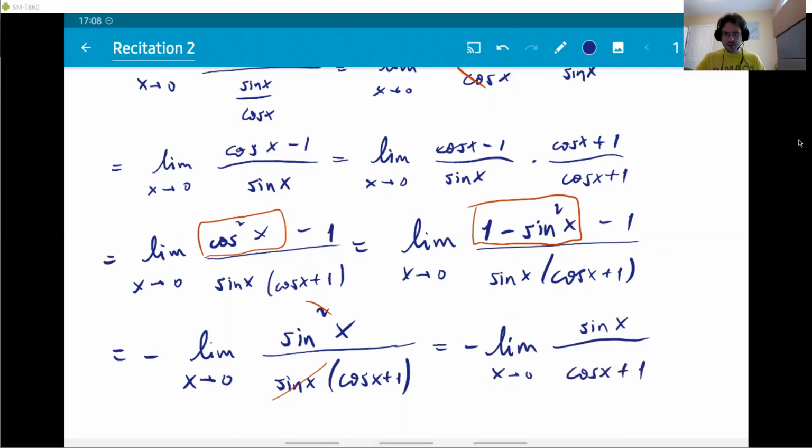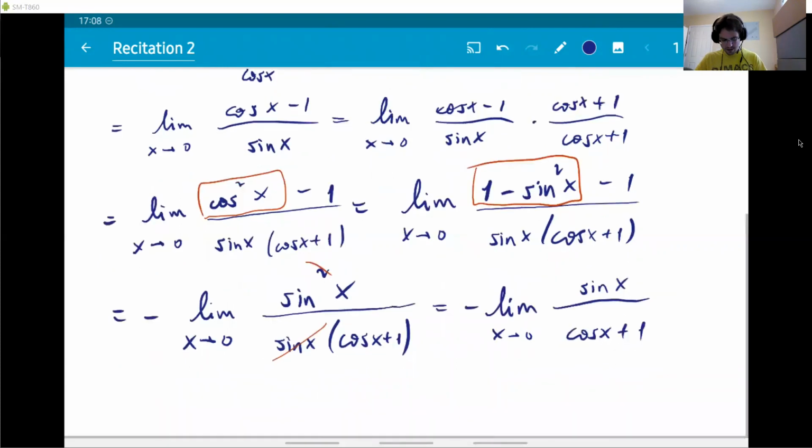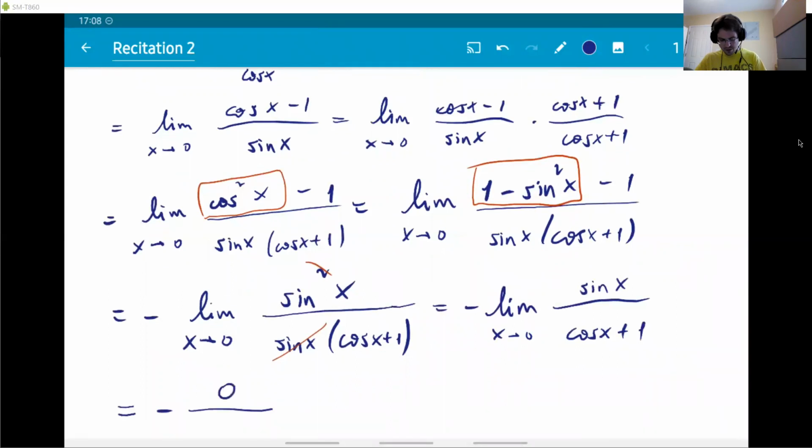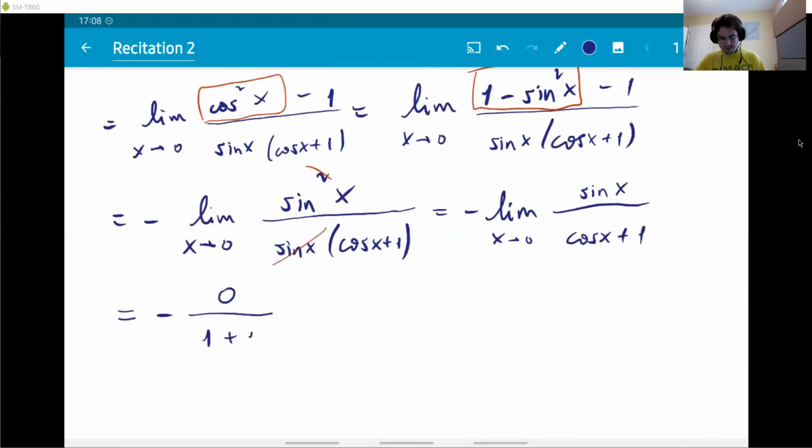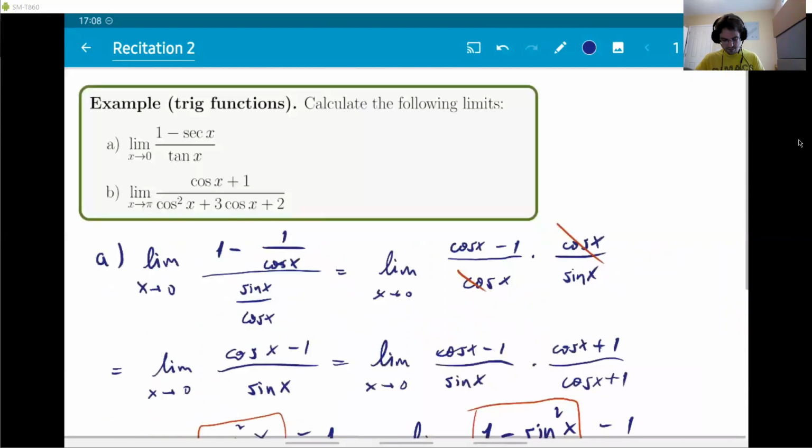sine x over cosine x plus 1. And now finally, this is okay. It is okay now to plug in a 0. Don't forget the minus in front, but then sine of 0 is 0. Cosine of 0 is 1. 0 divided by 2 is 0. So that is the first limit.